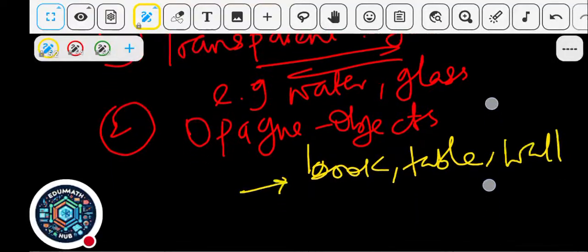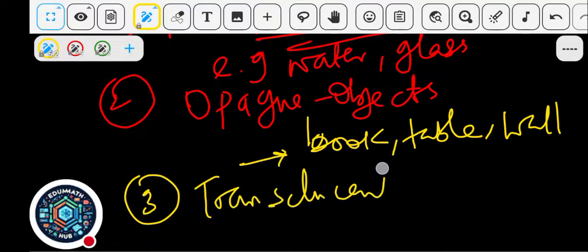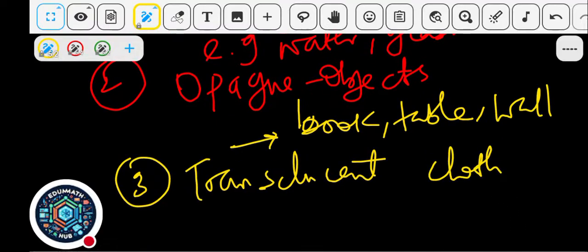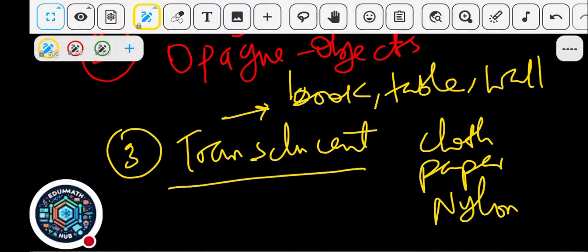So the next one is translucent. Translucent objects have properties halfway between opaque and transparent. They allow some amount of light to pass through. An example of this is something like clothes, all these fine lining clothes, or something like paper, or another one is nylon. They can allow a little amount of light to pass through them. So they are called translucent.